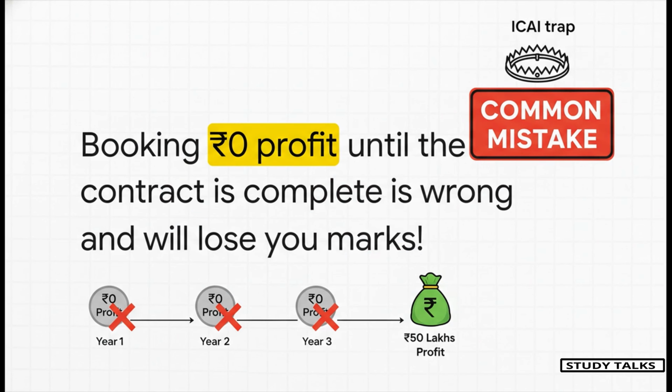So, if you thought, hey, I'll just wait till the end and book the whole 50 lakhs in year 3, well, you've just walked right into a classic ICAI trap. Seriously, booking 0 until the very end? That's flat out wrong, and it's an easy way to kiss those precious marks goodbye. See, the real puzzle here is figuring out how to spread that revenue and cost over several years.